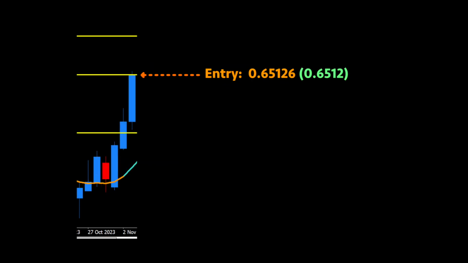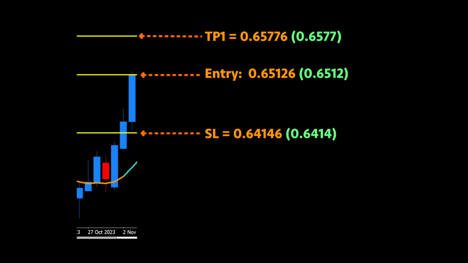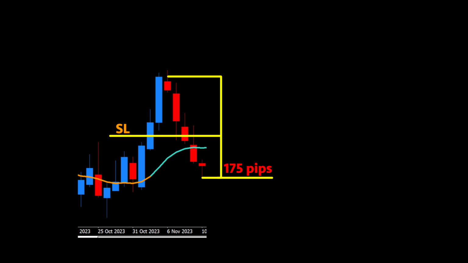So at an entry point of 0.65126, or 0.6512, that would make our take profit level about 0.6577, and our stop loss about 0.6414. Given that price immediately reversed to the tune of 175 pips, you'd have been taken out of the trade either by your stop loss or possibly your baseline depending on its reactivity.